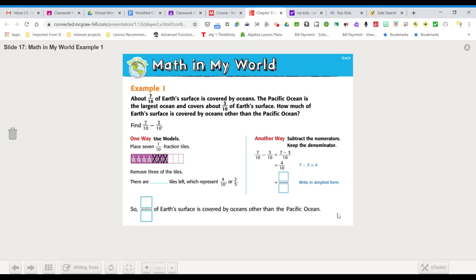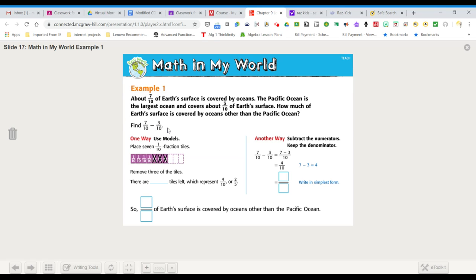As we look at math in my world, about 7/10 of the Earth's surface is covered by oceans. The Pacific Ocean is the largest ocean and covers about 3/10 of Earth's surface. How much of Earth's surface is covered by oceans other than the Pacific Ocean? So we know that 7/10 of the Earth is covered by all of the oceans. 3/10 of that is the Pacific Ocean.